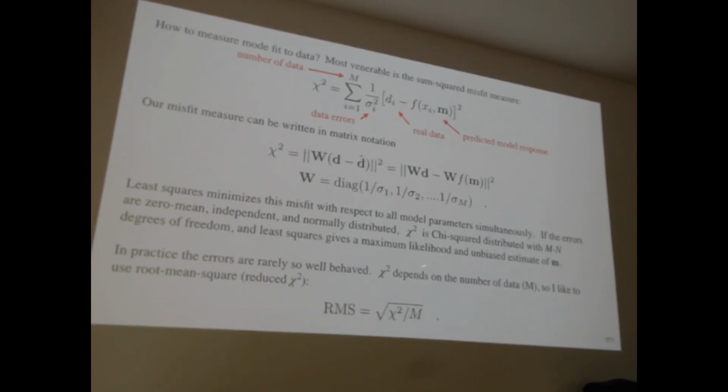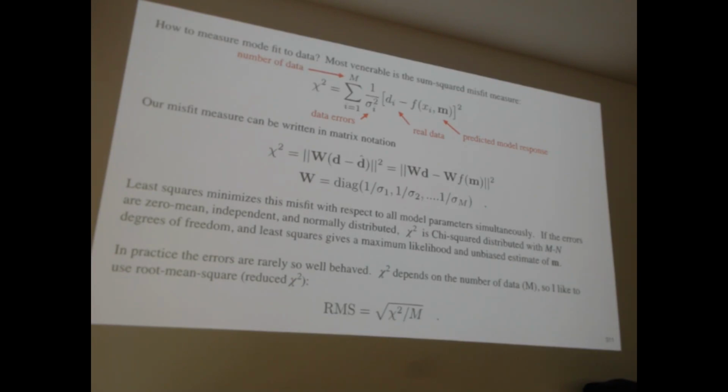Least squares, so this thing goes up as a function of the number of data. So I like to use RMS misfit, where I divide it by the number of data and take the square root. This root mean squared basically tells me on average how big my misfit is compared with my error box. So if you have more data than model, and your data errors are Gaussian and independent and zero mean, then the least squares solution is actually a good estimate of the model.